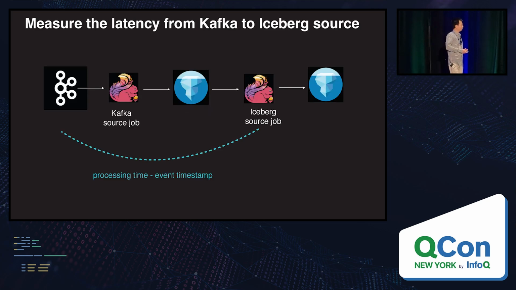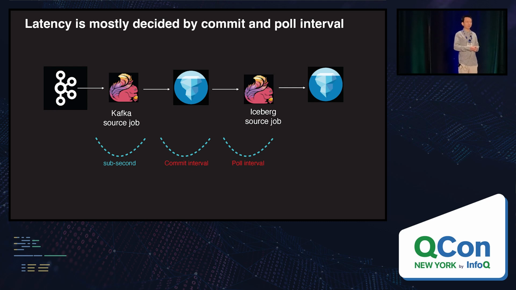We have measured the latency from the Kafka broker to the Iceberg source processing time. If we zoom in a little bit, there are actually 3 segments. First, we have the Kafka read latency, which typically is very, very fast, like sub-second. Then we have the commit interval, how often the upstream job commits the data file to the Iceberg table. Third segment is the pull interval, how often the Iceberg source pulls the Iceberg table to discover the new data files. So the latency is most determined by the last 2 segments, the commit interval and the pull interval.